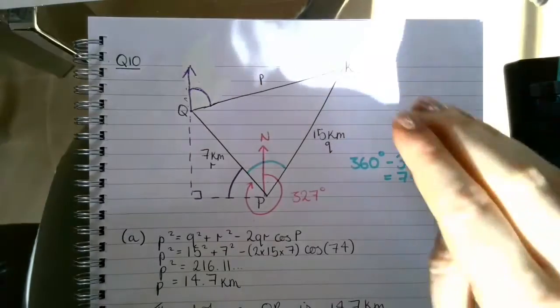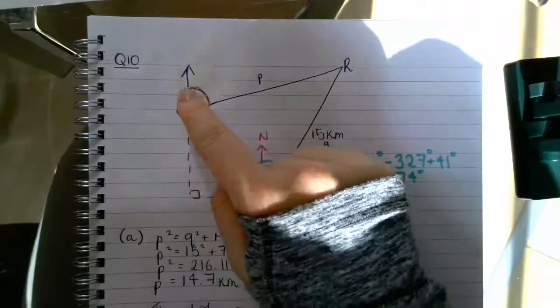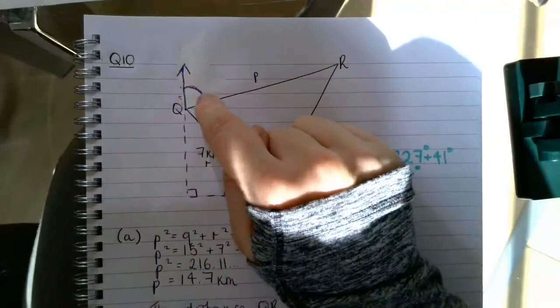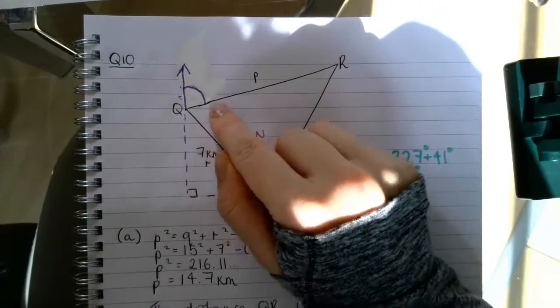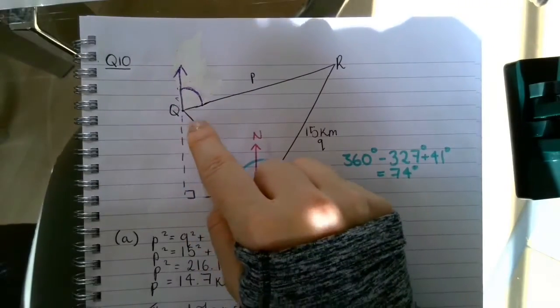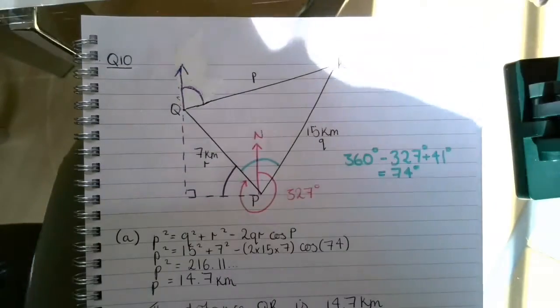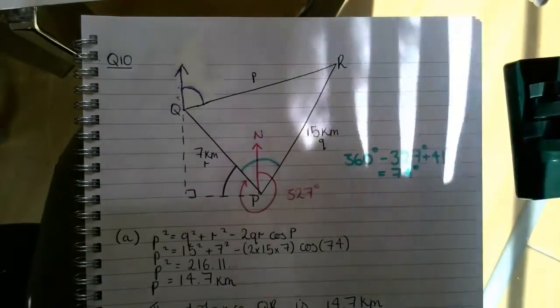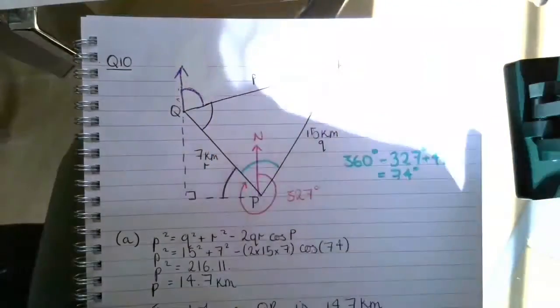For part B, we're asked to find the bearing of R from Q, so that is this angle here. So we're going to use the sine rule to find the angle here, and then use our knowledge of this angle here to calculate that bearing. So let's first of all use the sine rule to find the angle Q.